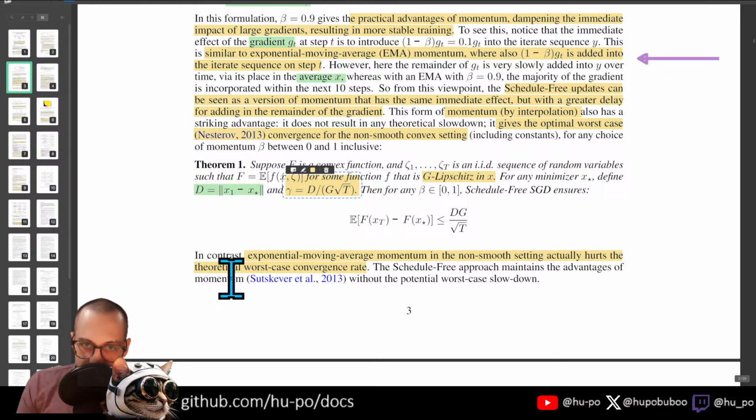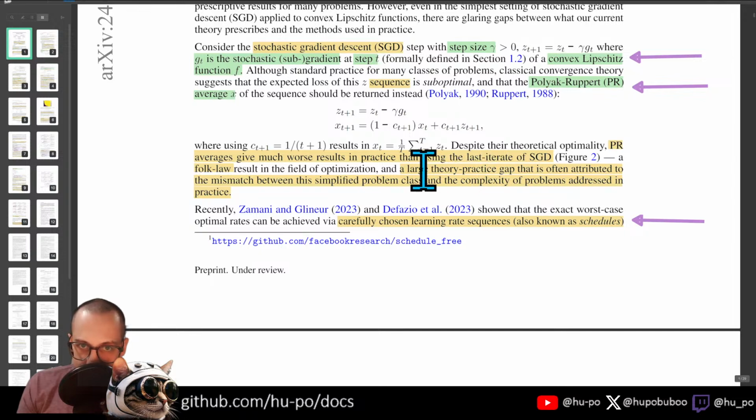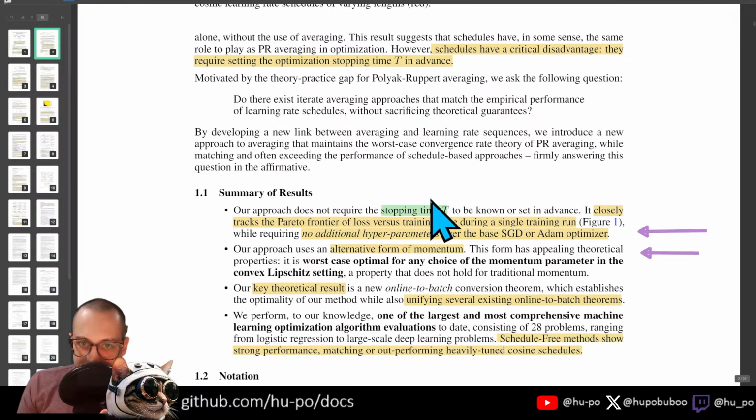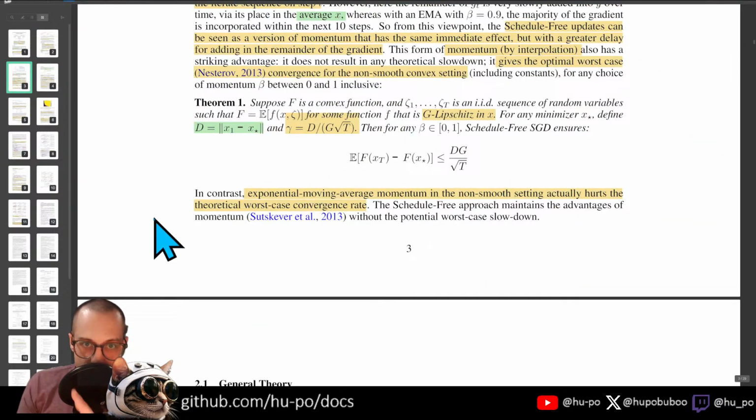Okay. The exponential moving average momentum in the non-smooth setting actually hurts the theoretical worst case convergence rate. But this goes back to what we were saying: what does that really mean? There's a huge theory-practice gap here, because a lot of the theory is only defined for low-dimensional toy problems. So even though EMA, quote unquote, hurts the theoretical worst case convergence rate, in practice it might actually be better.